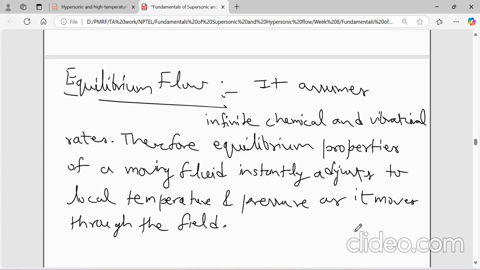But if there is equilibrium, then let's say one particle is going from one point to another point. So if there is equilibrium flow, then this change in properties should be instantaneous. It should not take any time, so there is infinite chemical and vibrational reaction rate. Therefore, equilibrium properties of a moving fluid instantaneously adjust to local temperature and pressure as it moves through the field. So it adjusts instantaneously from one pressure and temperature to another due to infinite chemical and vibrational rate.